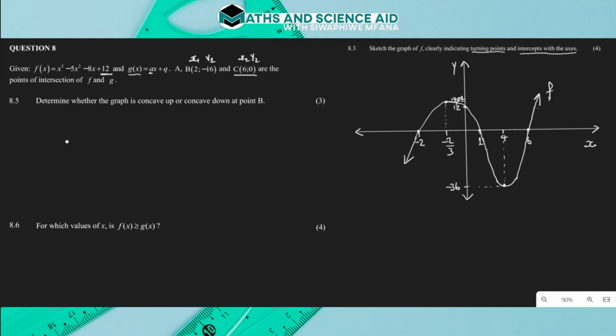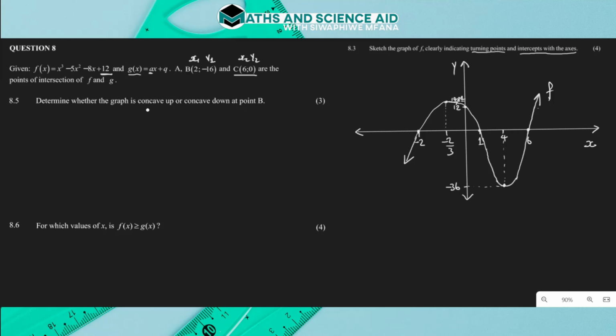And so now we're only left with 2 questions, 8.5 and 8.6. And I have shown the graph that we had sketched from 8.3 here because we might need it particularly for 8.6. So in 8.5, we are asked to determine whether the graph is concave up or concave down at point B. So point B has got these coordinates of 2 and negative 16.